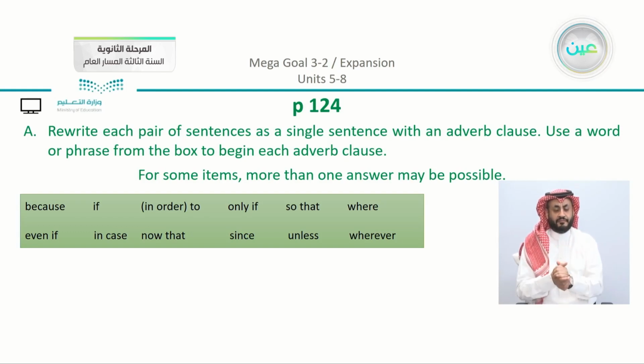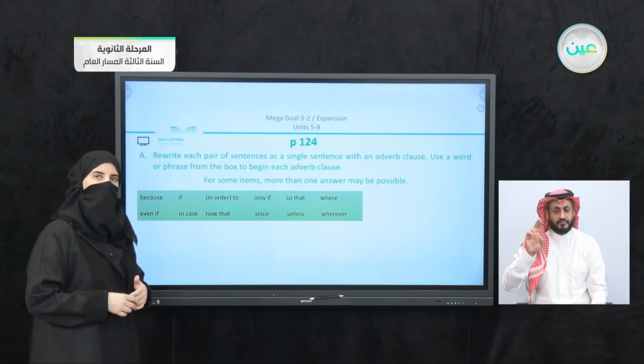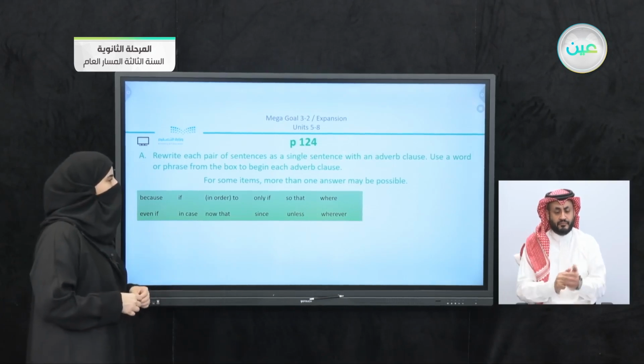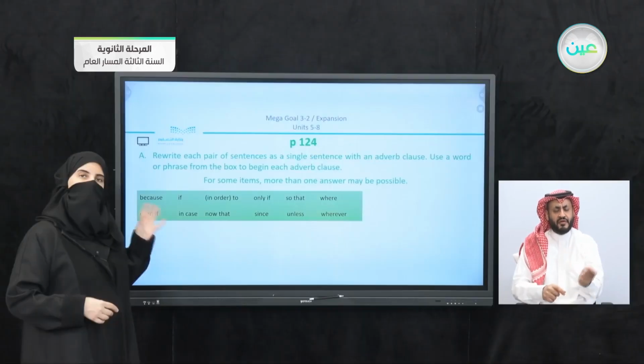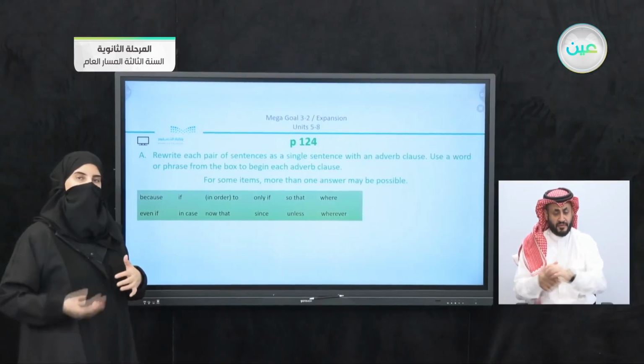Now, for some items, more than one answer may be possible. So you can see that we have here the words. We have because, if, in order to, or just to use to, only if, so that, where, even if, in case, now that, since, unless, and wherever. Now we are going to use these words within the adverb clauses here.